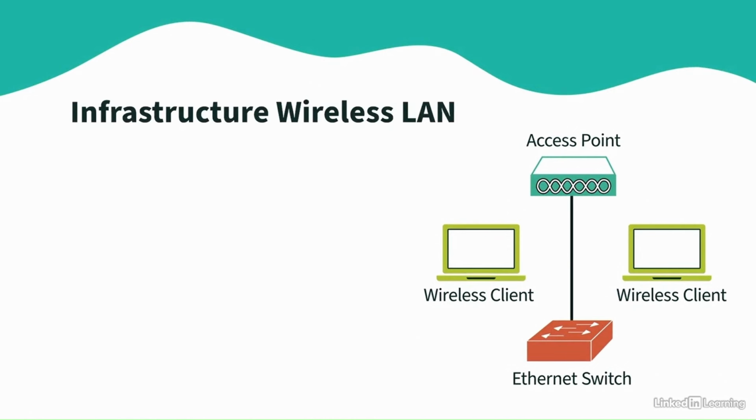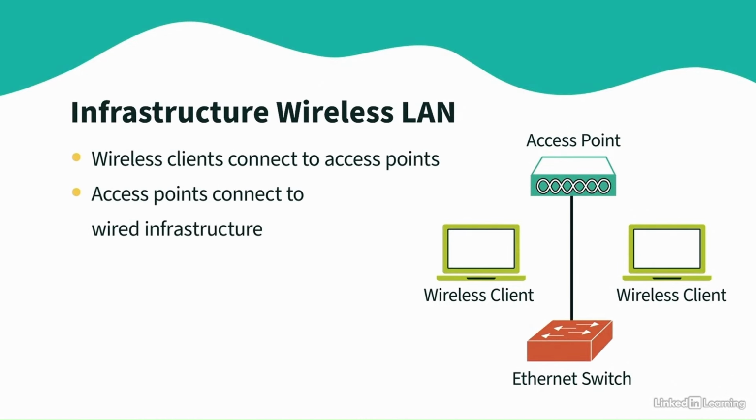The most common type of wireless LAN we have is an infrastructure wireless LAN. Here, our wireless clients, like laptops or smartphones, communicate directly with wireless access points. Those access points then have hardwired connections to the rest of the network. This type of network is also very scalable. If we want to support additional wireless clients, we simply add additional access points.